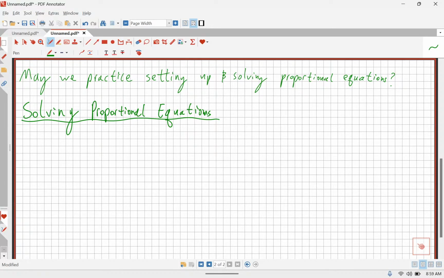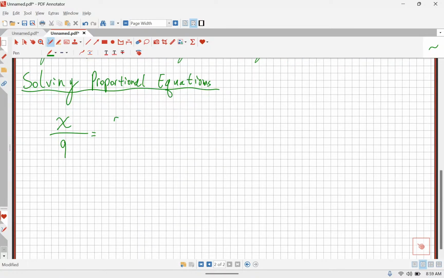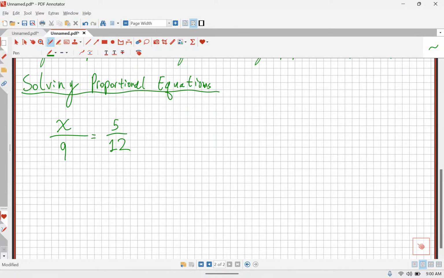Okay. Let's take a look at this one, guys. If I have an equation that looks like this, x over 9 equals 5 over 12, we're saying that these are proportional. It's almost like if we had a table of values and I was like, suppose this is a proportion. 5 goes in, 12 comes out. X goes in, 9 comes out. So my question is, what could I have multiplied 5 by to get 12, and what do I need to multiply x by in order to get 9, and what was x to begin with?